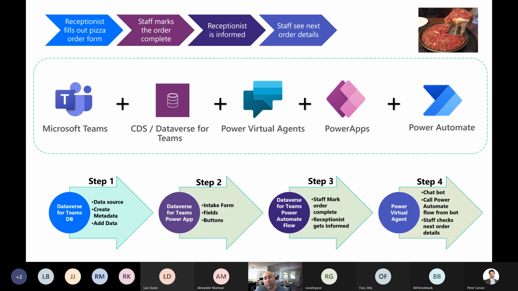And then we had another flow in the virtual agent we created, which is basically a bot where the cook can say, what is my next order and what's the customer name? That's kind of our end-to-end solution.